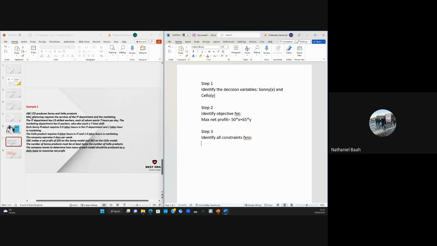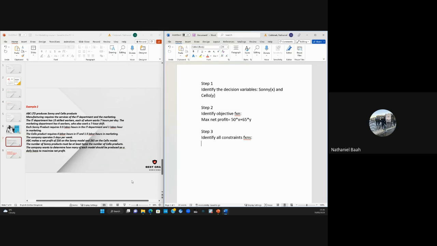So it says ABC Limited produces Sony and Cello. These are our decision variables. Manufacturing requires the services of the IT department and the marketing department. Now the IT department has 15 workers, each of whom works 7 hours per day. So what do we see here? The 15 workers are limited to 7 hours each per day. That means each worker is expected to work 7 hours. They cannot exceed 7 hours. They are just limited to 7 hours.